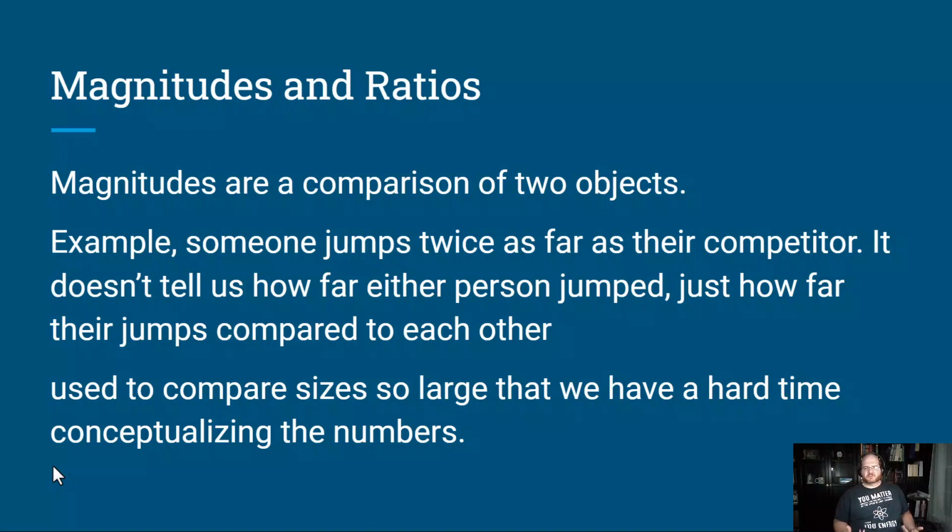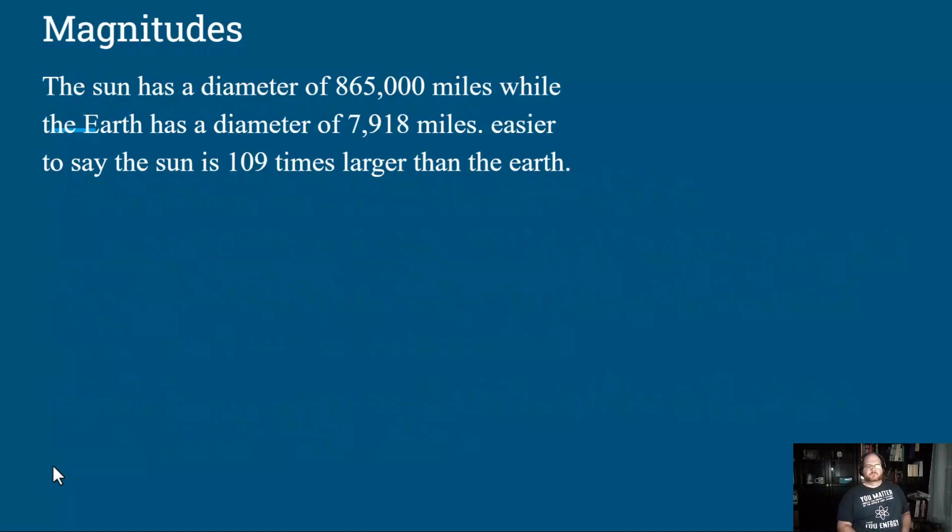So we can compare sizes that are extremely large if we're having a hard time conceptualizing those actual numbers. For example, with stars and the planets, the sun has a diameter of 865,000 miles, while the Earth's diameter is just under 8,000. It's actually sometimes a lot easier to say that the sun is 109 times larger than the Earth.